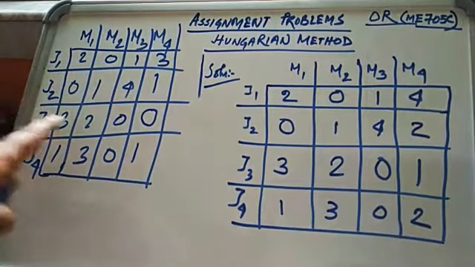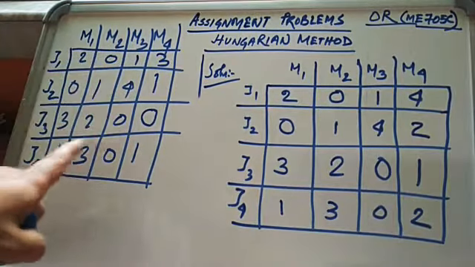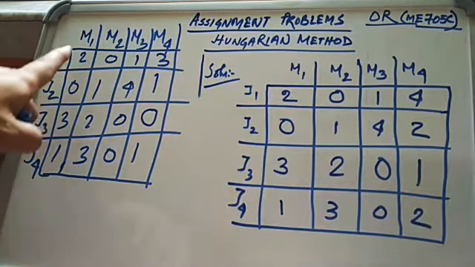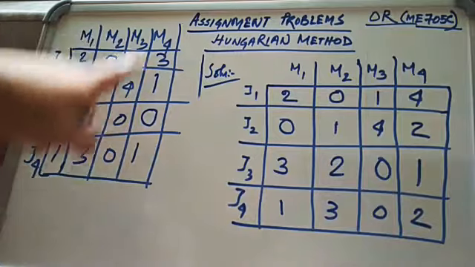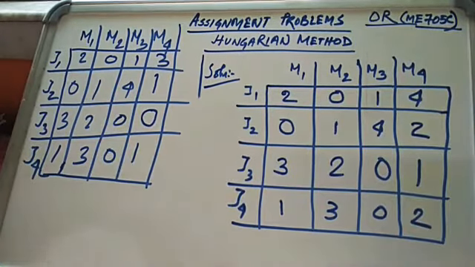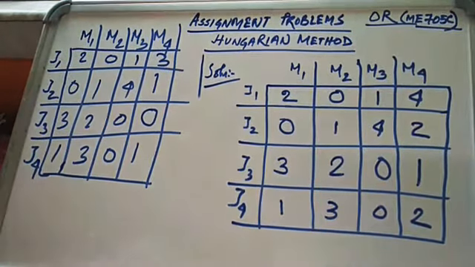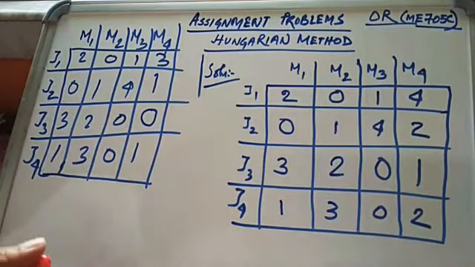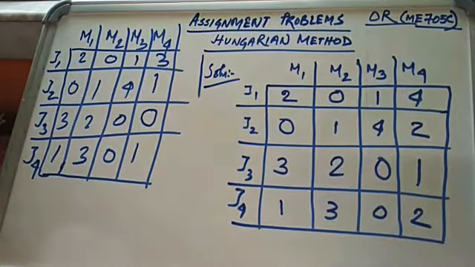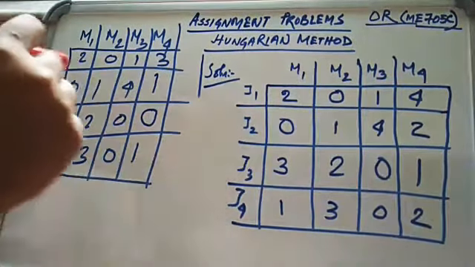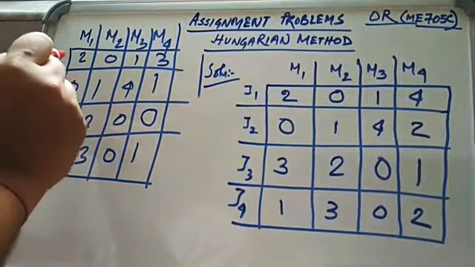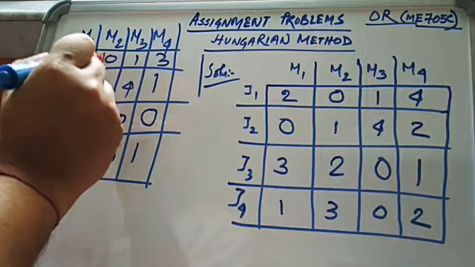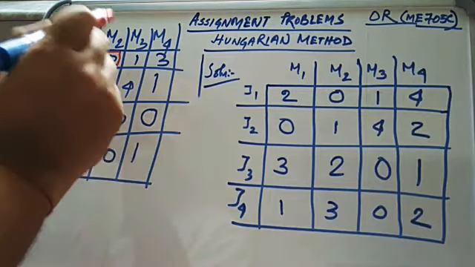Now look, we have all the rows having at least one 0 and all the columns having at least one 0. So now we can assign the 0 values. How to assign the 0 values? Let us see. First we will go through row wise. Going row wise, you can see there is only 1 zero here. You can assign it. Okay, I have assigned the 0.